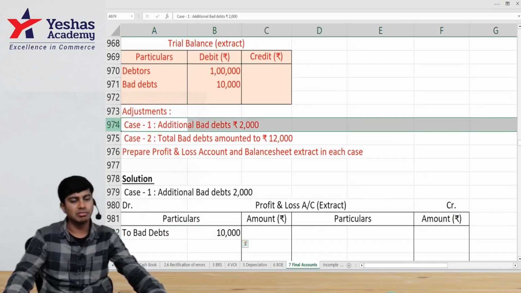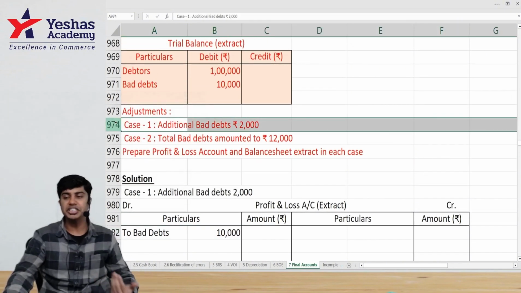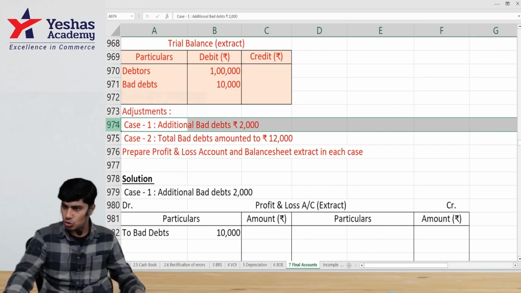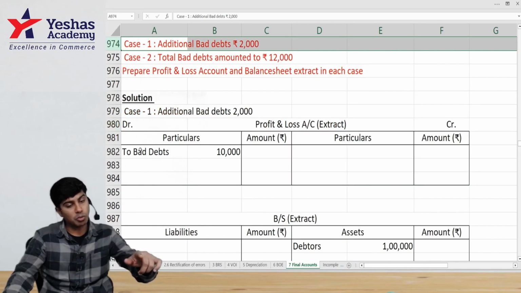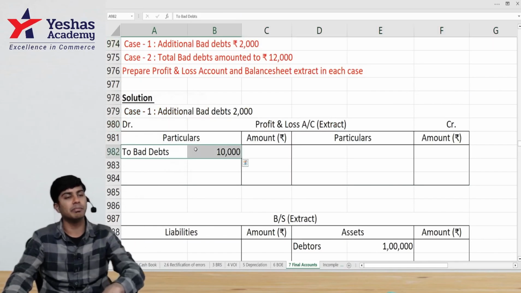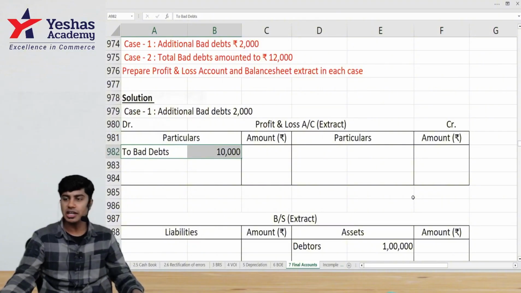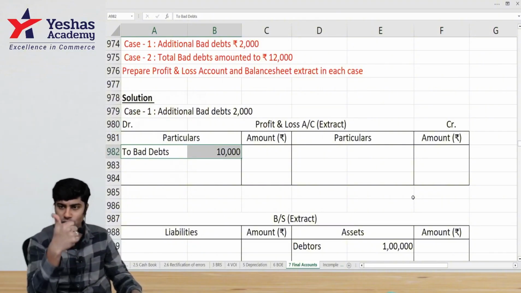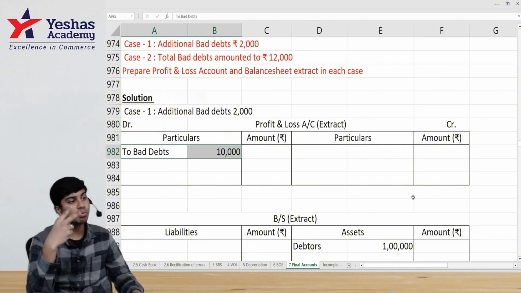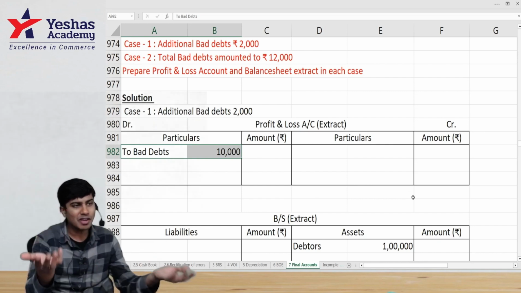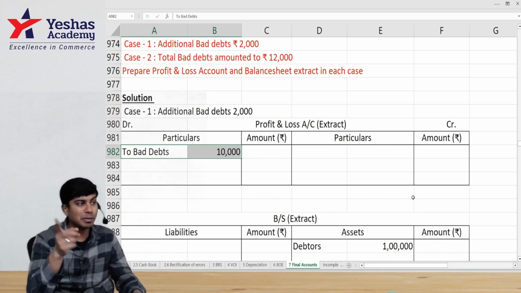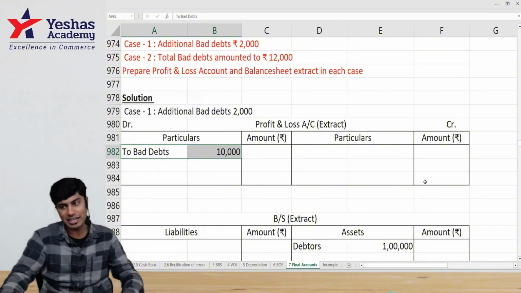Now in case 1, in the adjustment, if they additionally mention that the bad debts is 2,000, it is over and above the 10,000. So what is the journal entry for bad debts? Bad debts to debtors, P&L to bad debts. Both the entries are to be passed. Why should we pass both the entries? Because they have not been passed. That is the reason it's not appearing in trial balance. It's been given in adjustment.